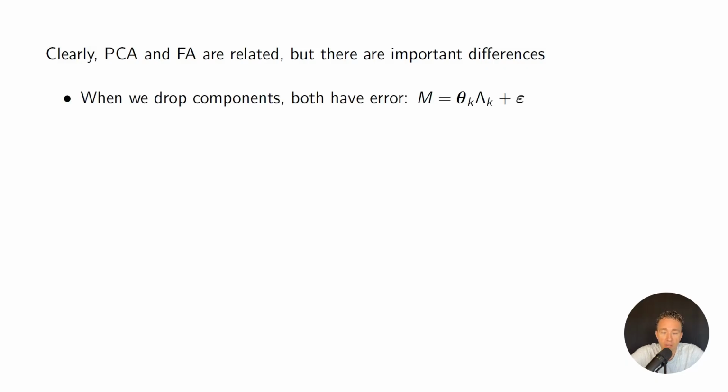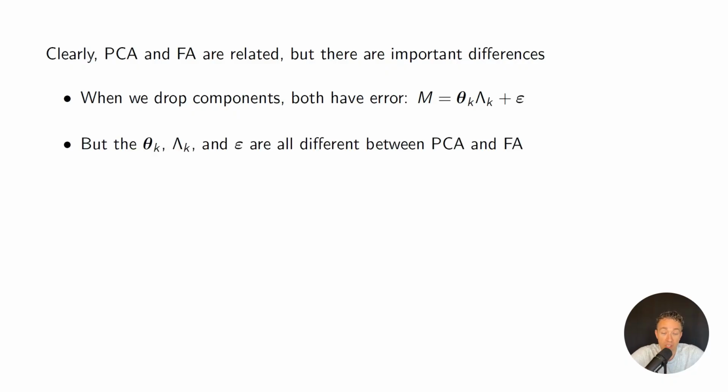As I mentioned, if we drop components from PCA, we're going to get an error term. And then in factor analysis, we're going to automatically say that the set of factors is a subset of the number of dimensions of M. So because of the covariance in M, there's some lower dimensional latent variables that are going to explain M. So that's similar to dropping dimensions. It's not identical, but in any case, in both situations, we can decompose M as theta times lambda plus epsilon.